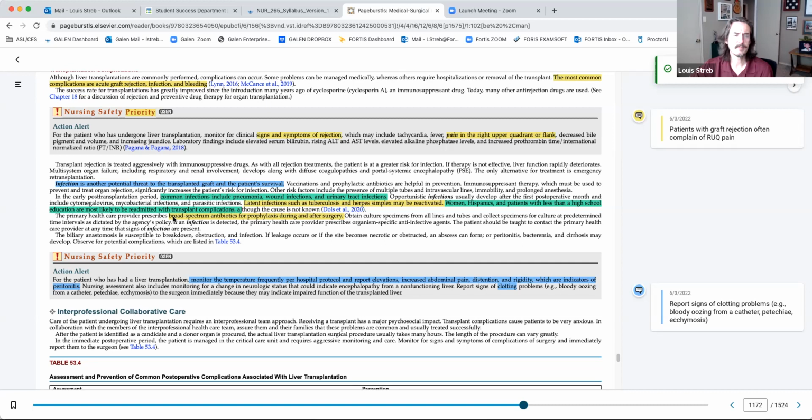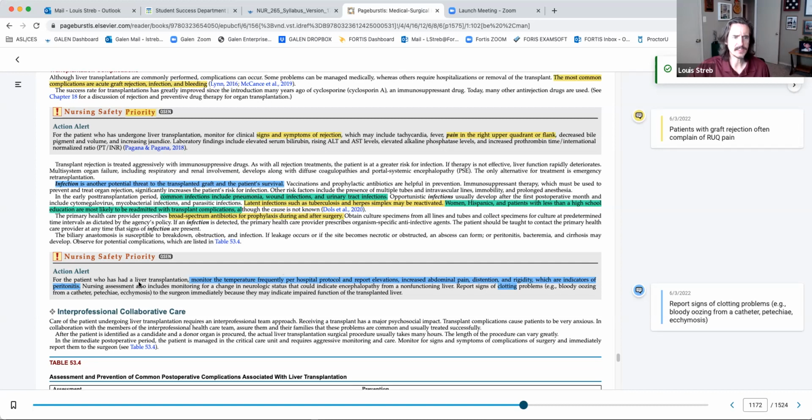All right, your primary healthcare provider is going to give a broad spectrum antibiotic as a prophylaxis during and after surgery. We're trying to prevent those infections because you're going to have a lowered immune system, and that's why we do this. Nursing is not near as complicated when you understand the why. Quit trying to memorize stuff and figure out the why.